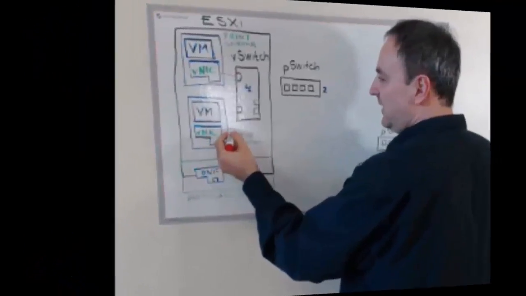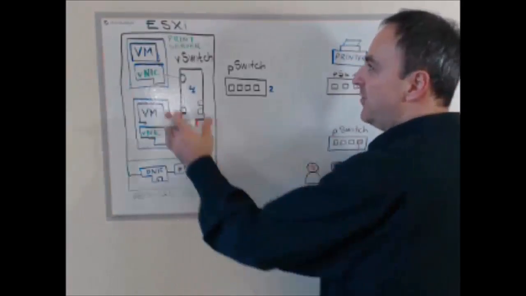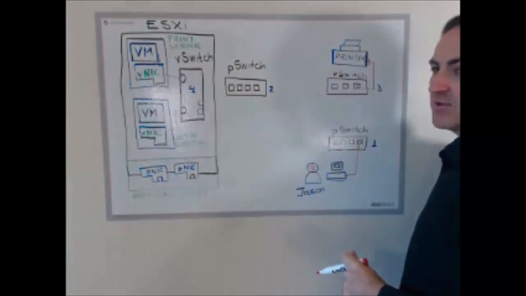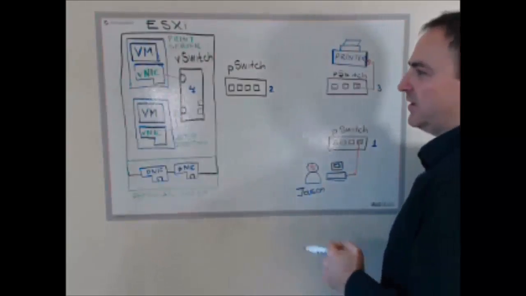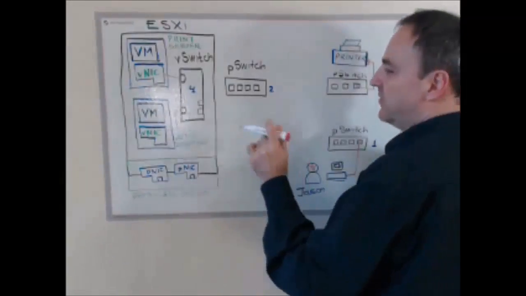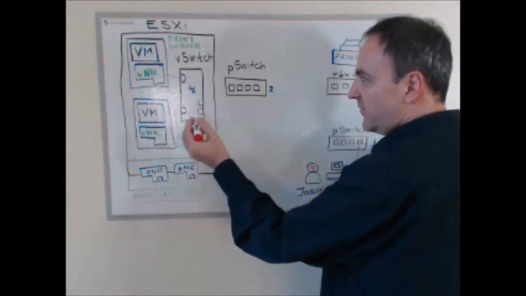And I'm going to connect the virtual NIC to the virtual switch. Now, the 2 virtual machines can talk to each other, but they're still not connected to the external physical world. In order to connect these 2 virtual machines to the physical world, what we need to do is connect one of these physical network cards to the virtual switch.